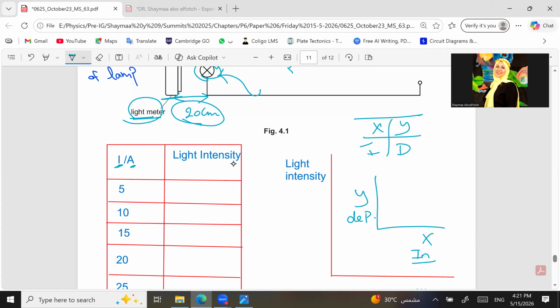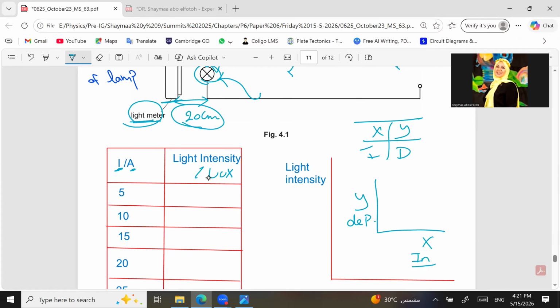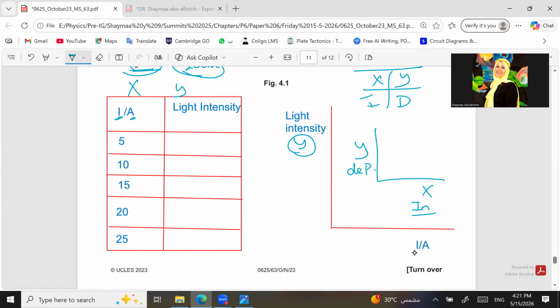Light intensity. And we have a unit which is lux, but it's not important to write the unit because it's not familiar to you. It's lux. And the light intensity is on the y-axis; this is the x-axis and this is y. So the y-axis will be the light intensity, and the x-axis will be the current in ampere.